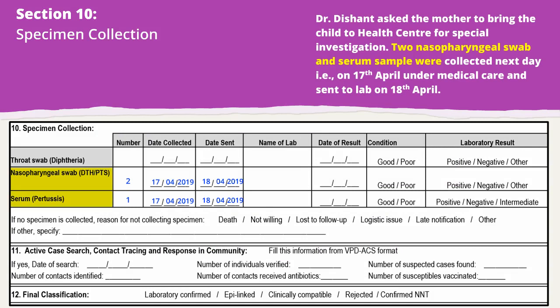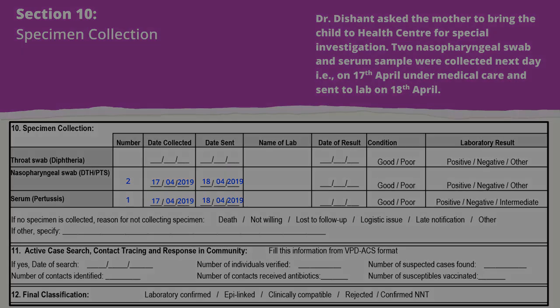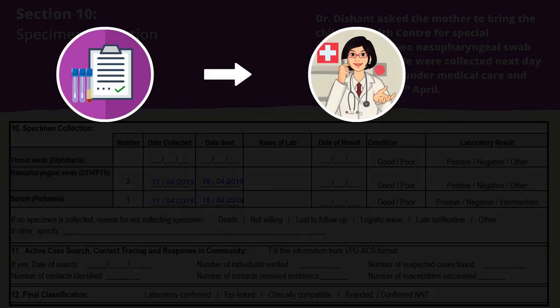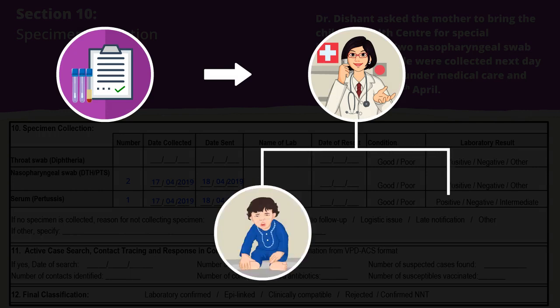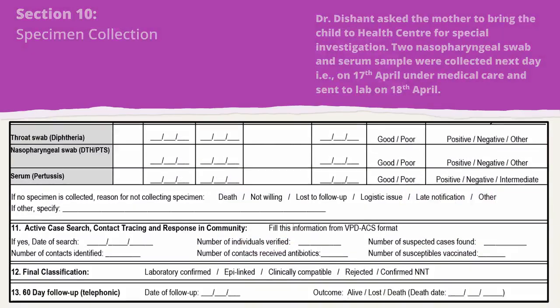Nasopharyngeal swab and serum samples were collected on 17 April. Samples sent to lab on 18 April. Once lab result is available, DIO or SMO office should share it with patient and health facilities.